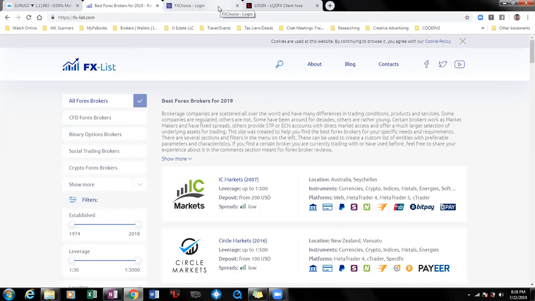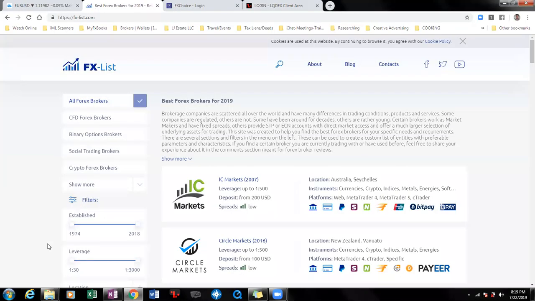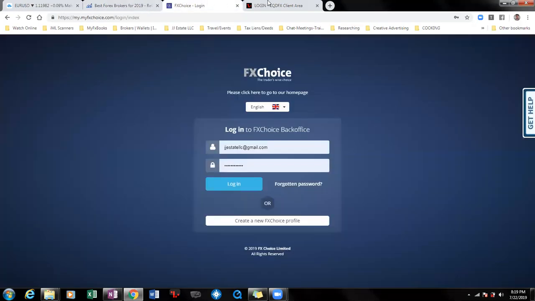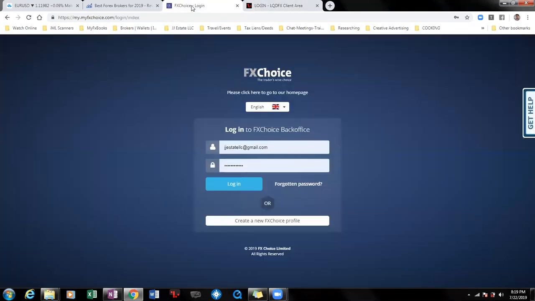So I'm going to go over with you guys just simple steps on opening a brokerage account. And there are only really two steps: register with a broker, open a live account. So very simple. I like FX Choice. I like LQDFX. I like Trader's Way. I like CoinX. There's a lot of different ones that I like. I have Oanda.